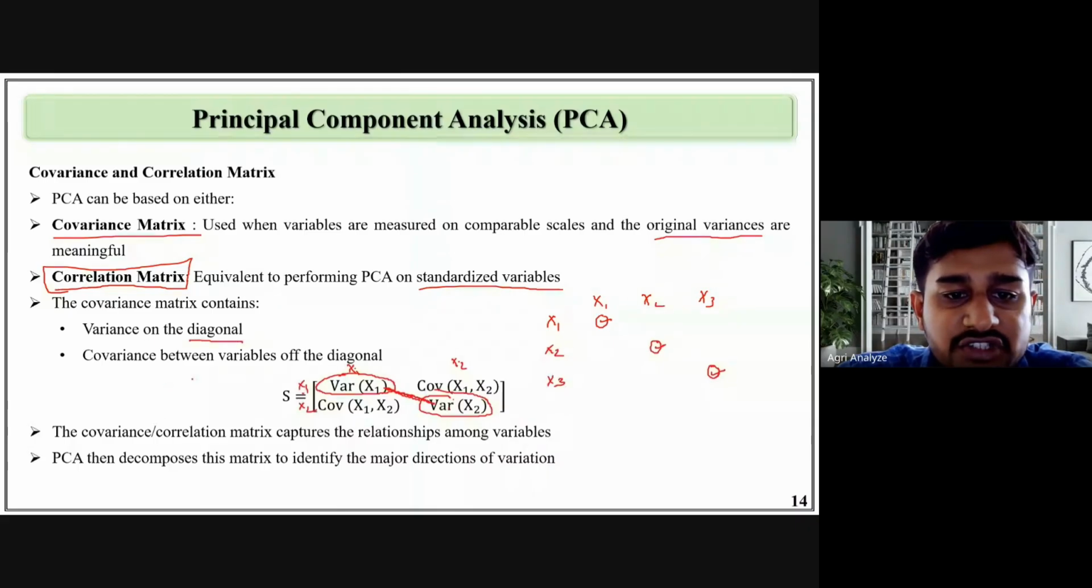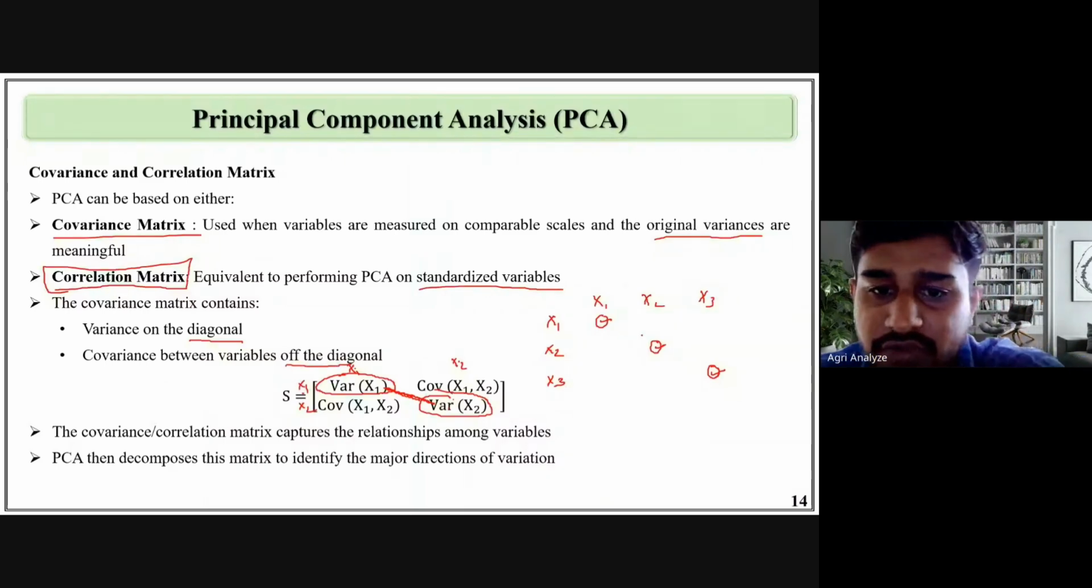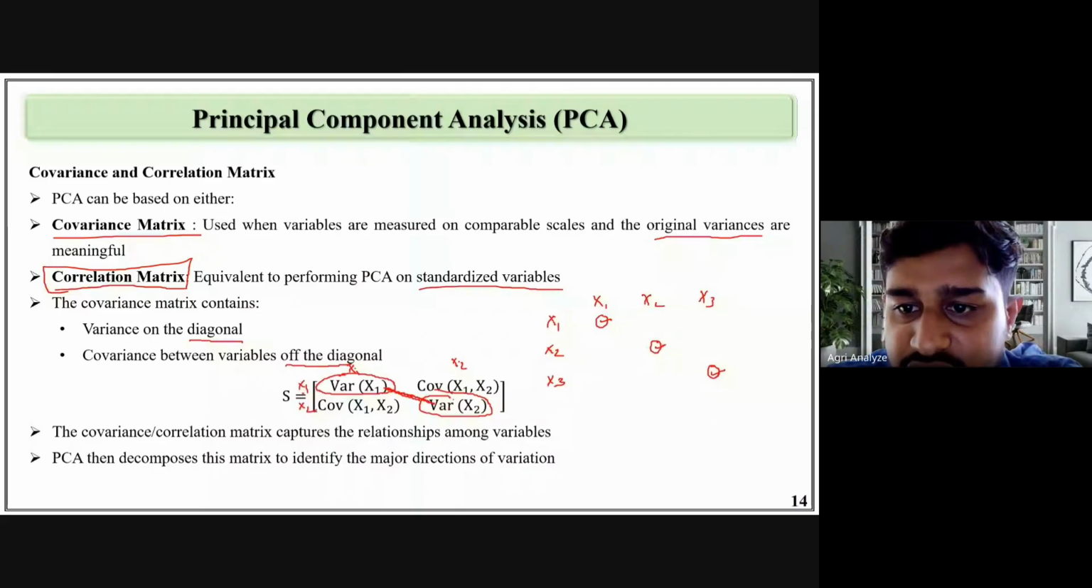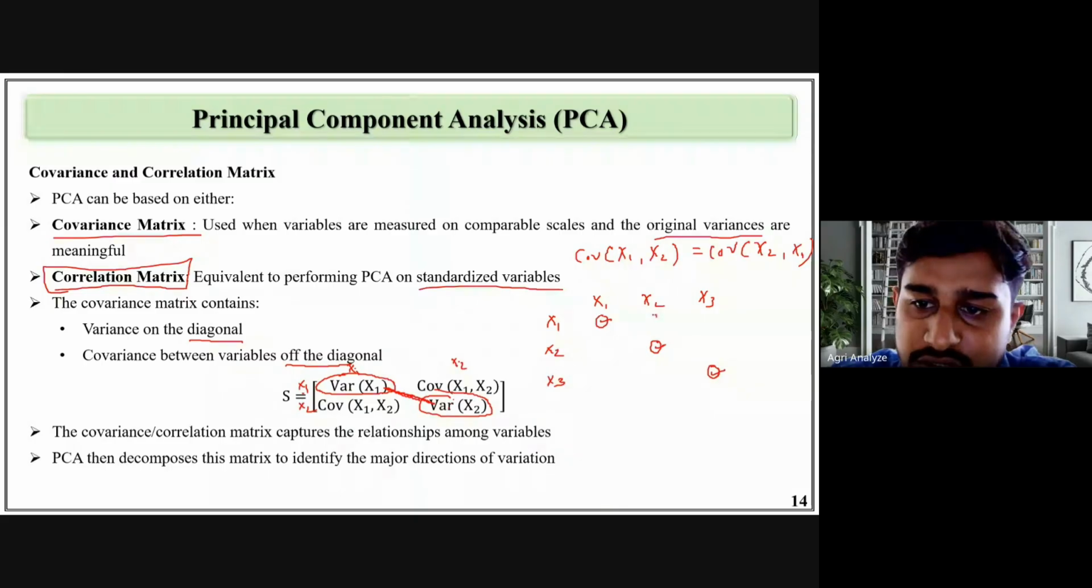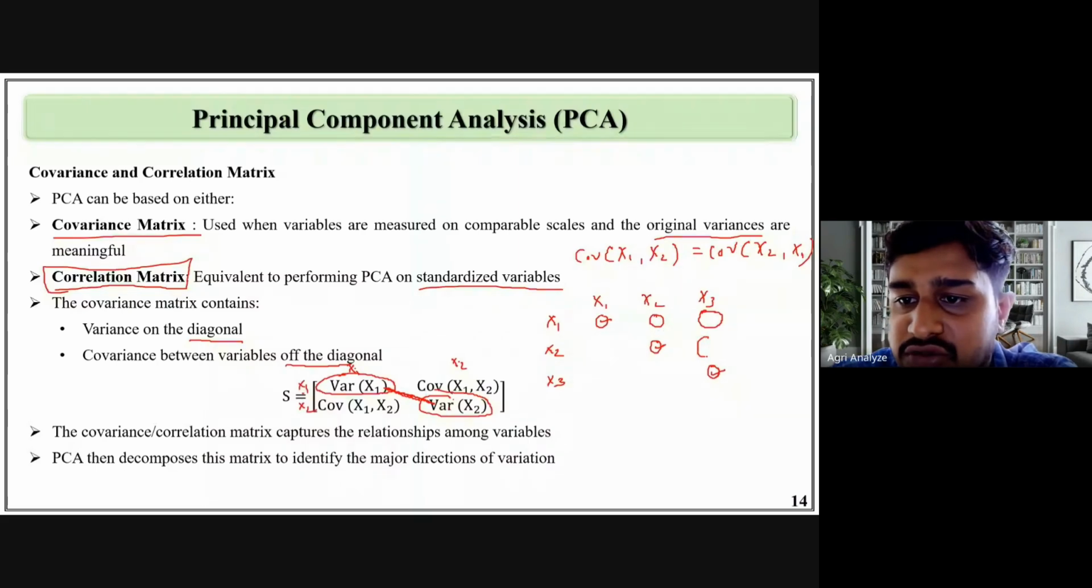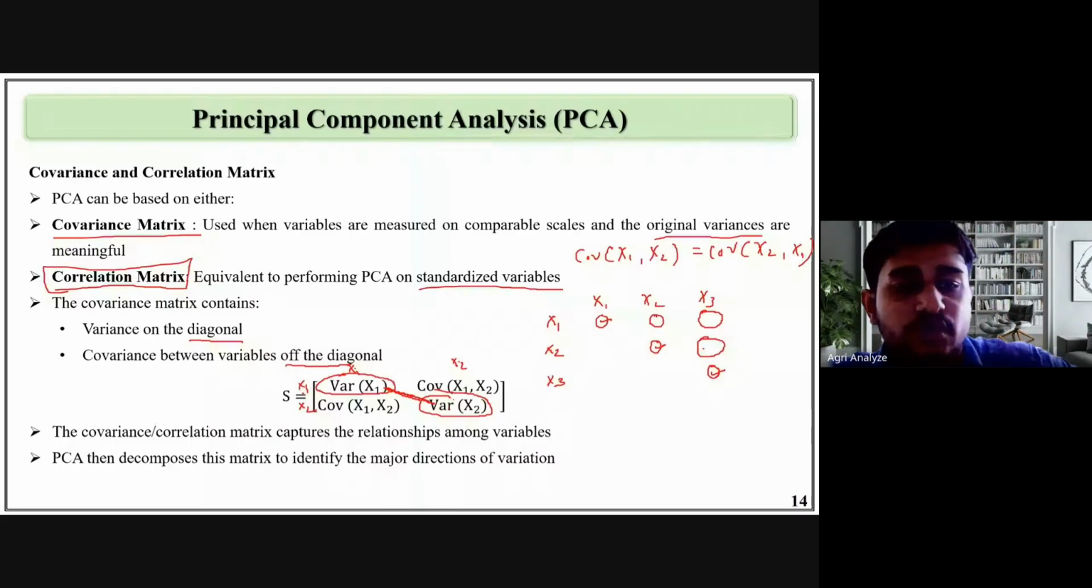Then the covariances are off the diagonal. The upper and lower off-diagonal elements are always equal, because the covariance between x1 and x2 and the covariance between x2 and x1 are always equal. This element shows the covariance between x1 and x2, this element shows the covariance between x1 and x3, and this element shows the covariance between x2 and x3. So this is the variance covariance matrix.